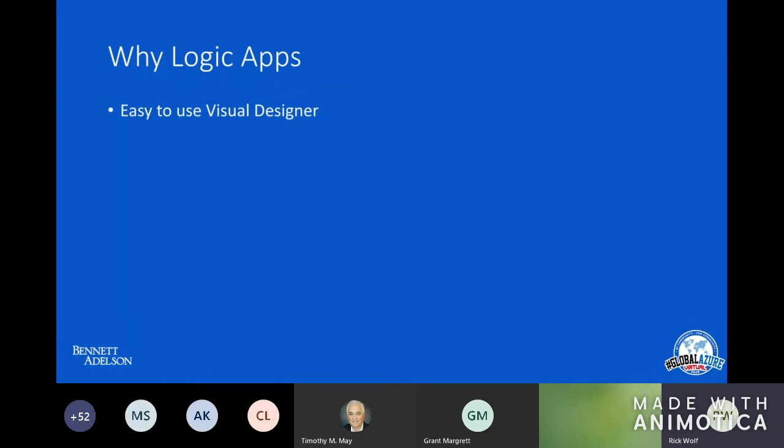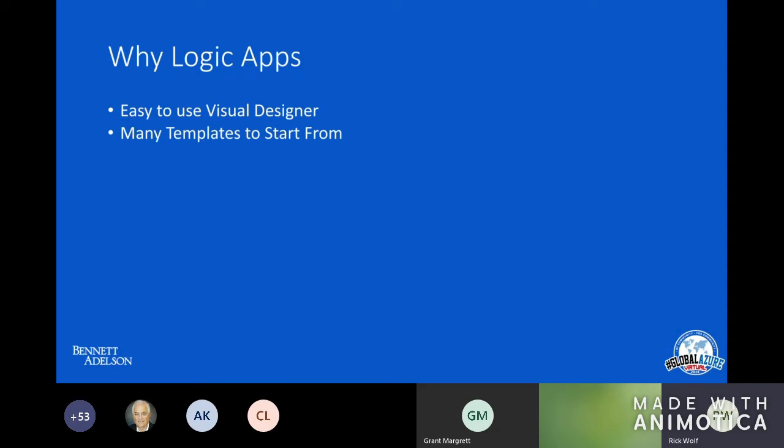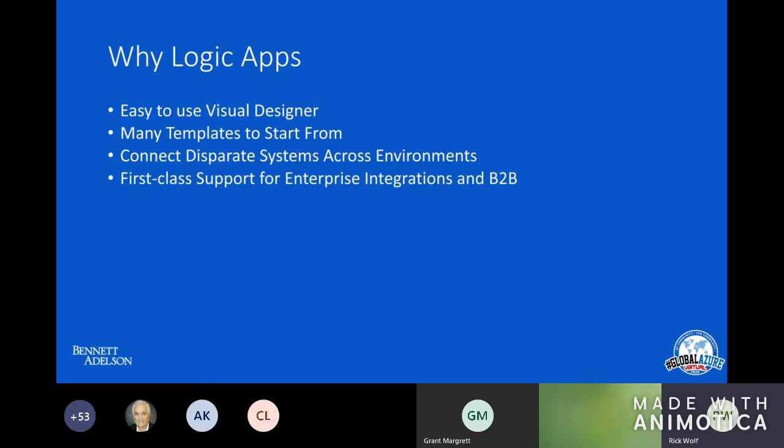So why use Logic Apps? Well, first of all, they're very similar to Flow. They're easy to create using the visual designer. There's a lot of templates, again, just like Flow, a lot of templates to start from. You can connect various systems, again, both on-prem and in the cloud. It has first-class support for enterprise integrations and B2B. You can access resources inside your virtual networks. You can also access your on-prem resources through a data gateway.